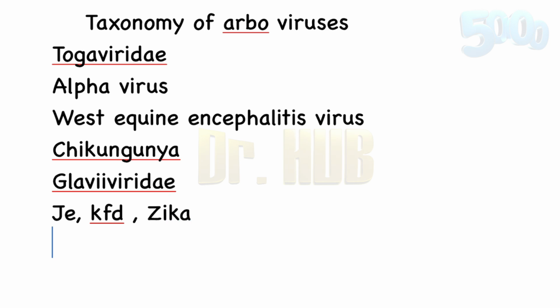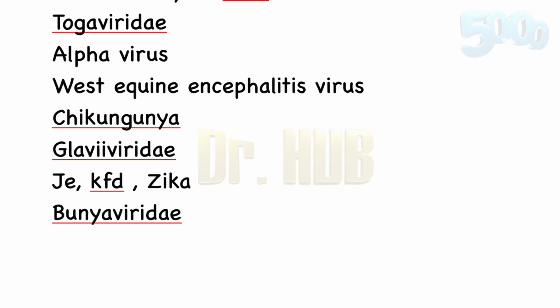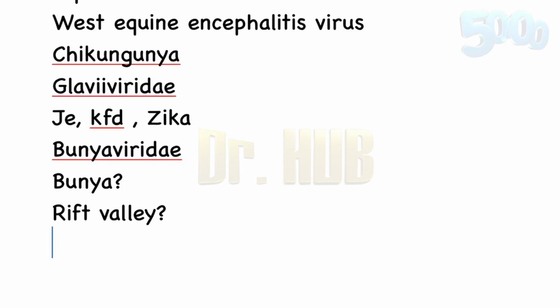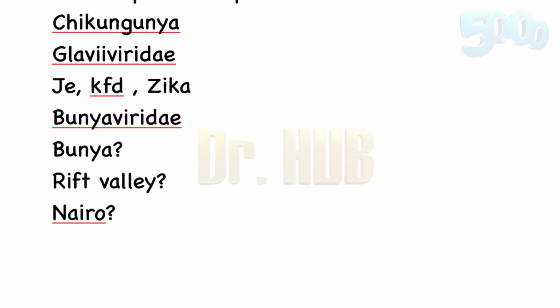Then moving on to the Bunyaviridae. So this Bunyaviridae includes the Bunyavirus, the Phlebovirus, as well as the Nairovirus. So when you look at the Bunyavirus, what does it contain? It contains the California encephalitis. Then Phlebovirus includes Rift Valley fever virus, as well as the Sandfly virus, which comes under the Phlebovirus. Next is the Nairovirus. Nairovirus includes the Ganjam virus and the Nairobi sheep disease virus.